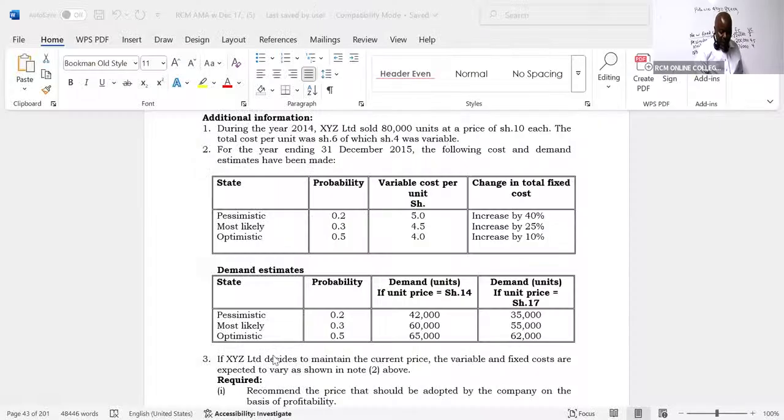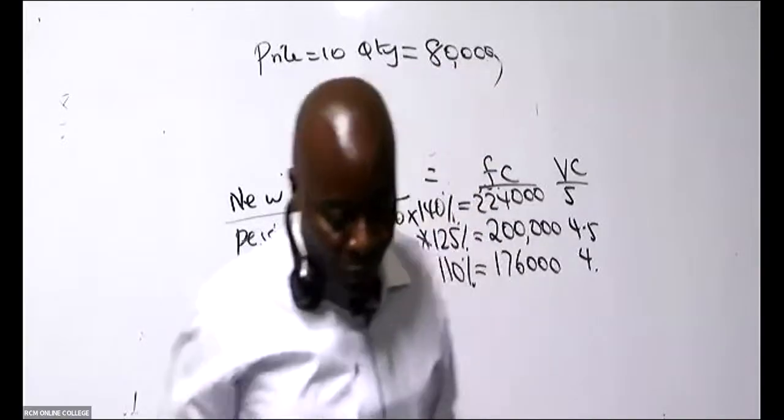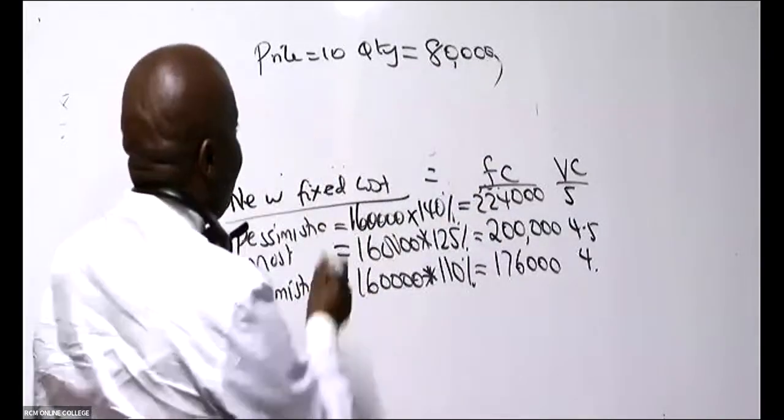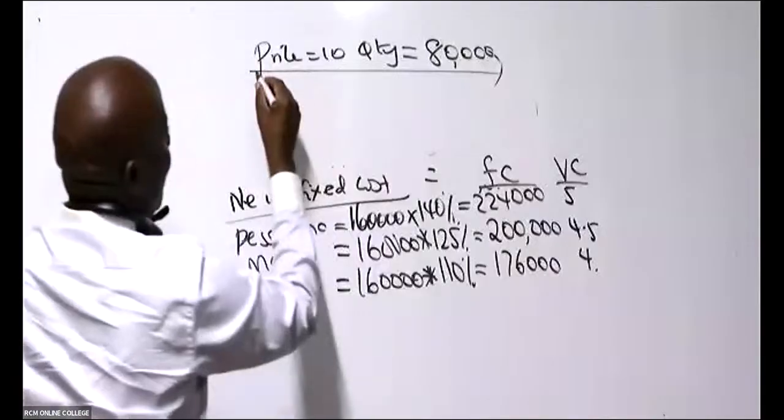You can see here, if XYZ Limited decides to maintain the current price, the variable and the fixed costs are expected to vary as shown in note 2 above. And there is nowhere they're giving us information about this 80,000 quantity varying. So not a problem, ladies and gentlemen. We are wise people. We shall provide the 3 profits. So we underline this, and then we do, remember, our equation.